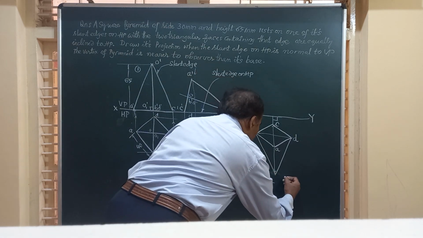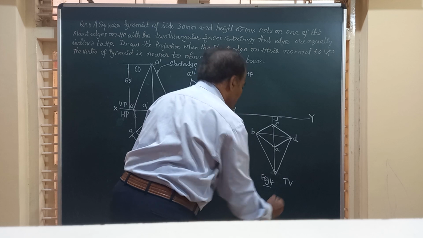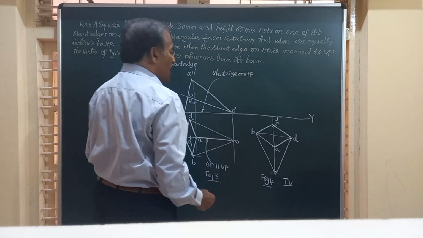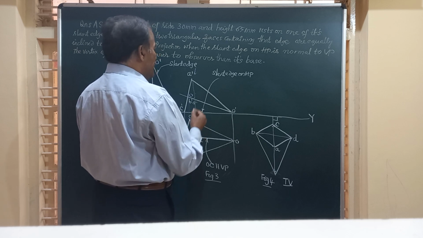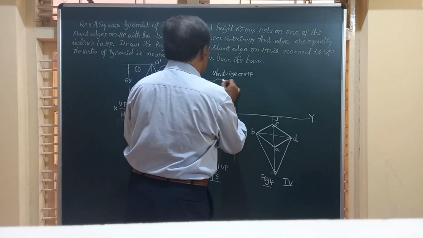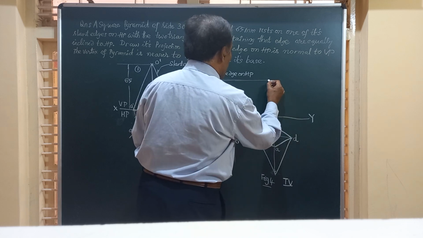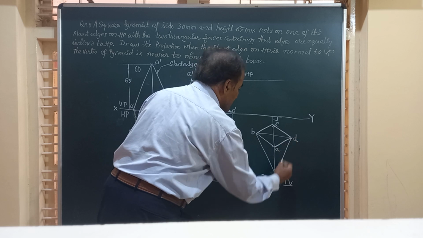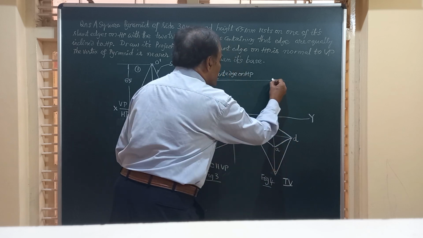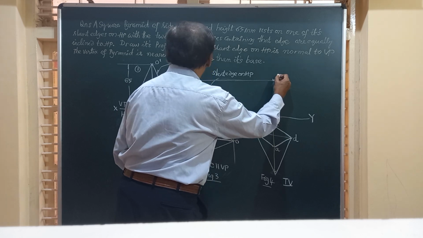Because this figure number 4 will give you the top view of the solid, and to obtain the front view, I have to get all these points one by one. Friends, let us start with A. Draw a horizontal line through A parallel to XY, and a vertical line through this A dash. That is where A is here. So this is going to be your point A dash.